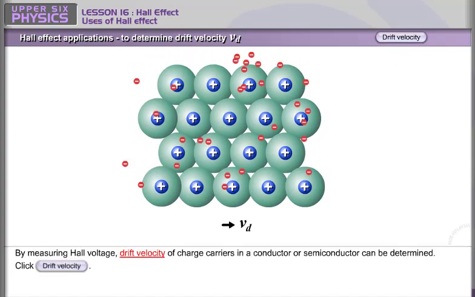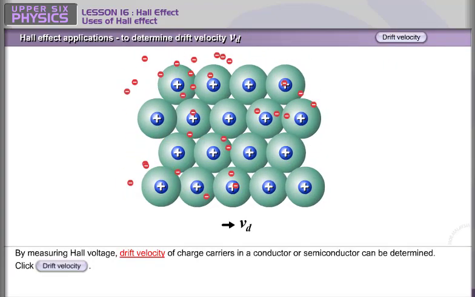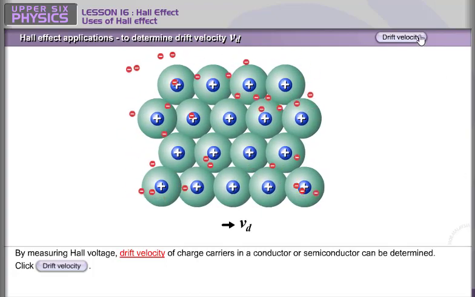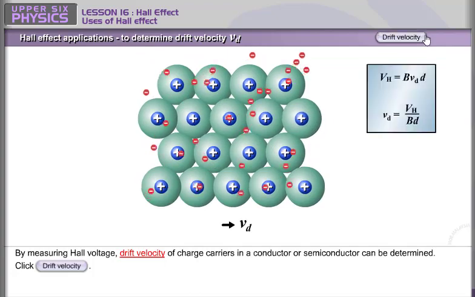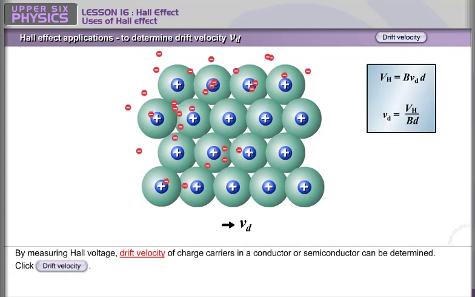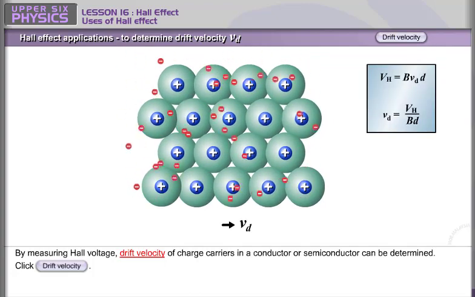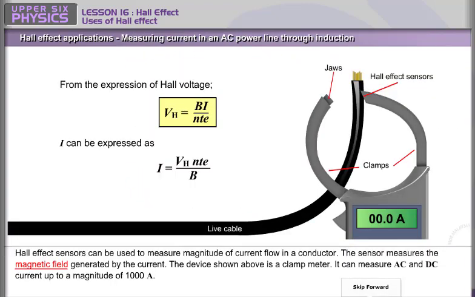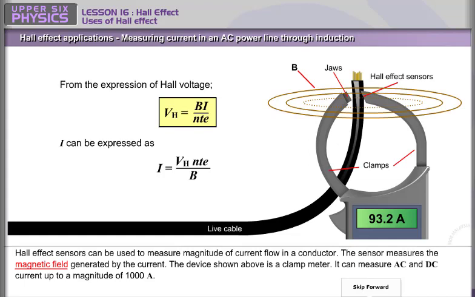By measuring Hall voltage, drift velocity of charge carriers in a conductor or semiconductor can be determined. Click the drift velocity button. Hall effect sensors can be used to measure magnitude of current flow in a conductor. The sensor measures the magnetic field generated by the current.